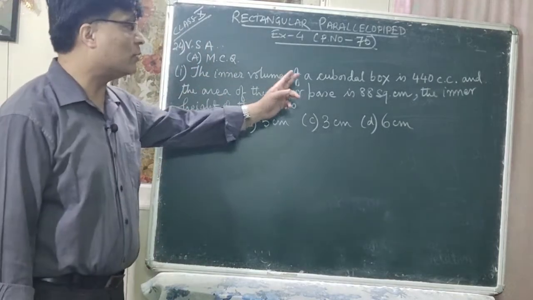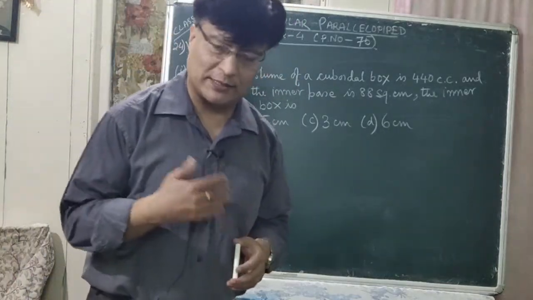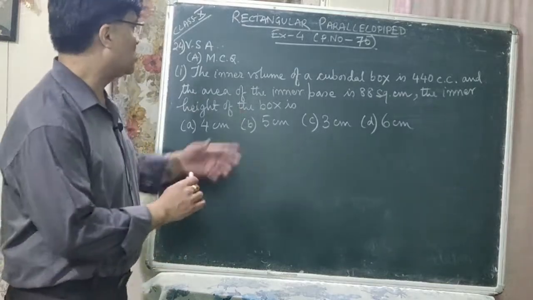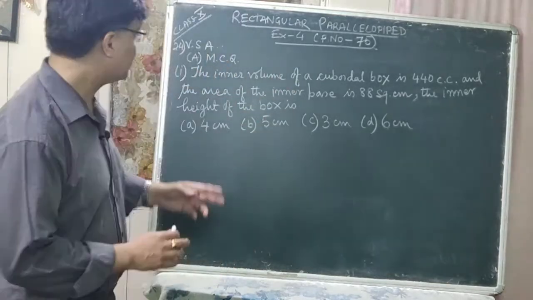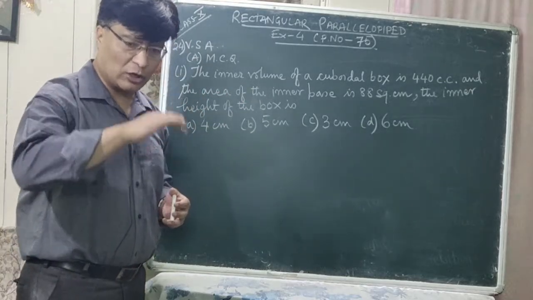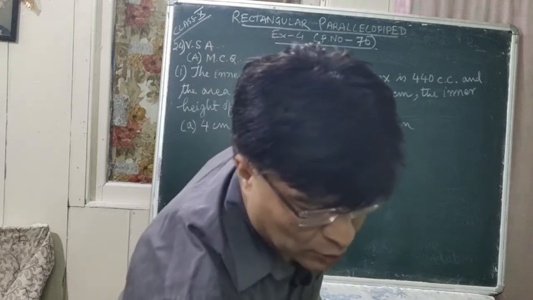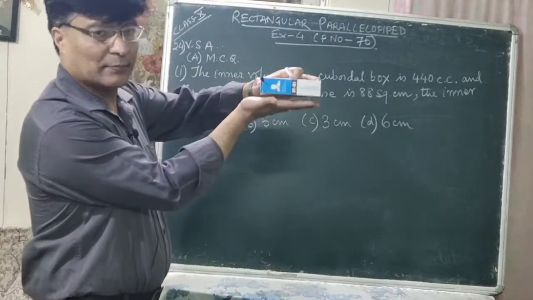Okay, so cuboidal box means it is of shape rectangular parallelopiped, that is also known as cuboid. What is its inner volume? Inner volume is 440 cc. And what is the area of the inner base? Base means the bottom portion. Just like this is a cuboidal box, right? This is known as the base.